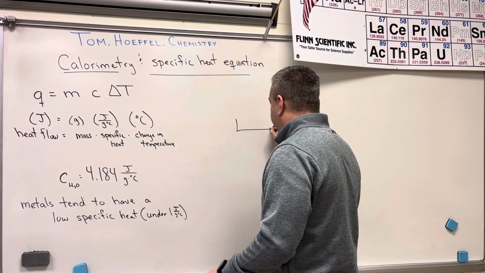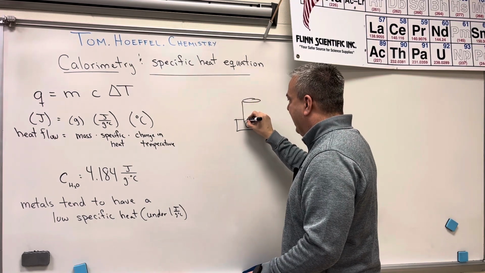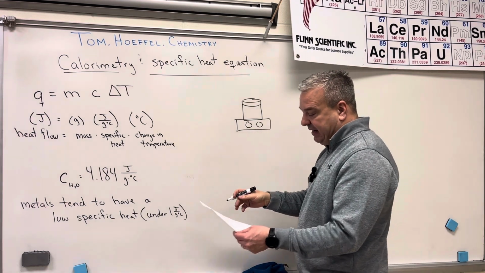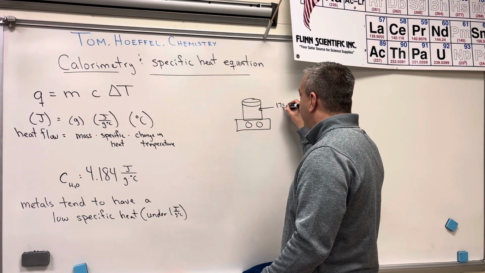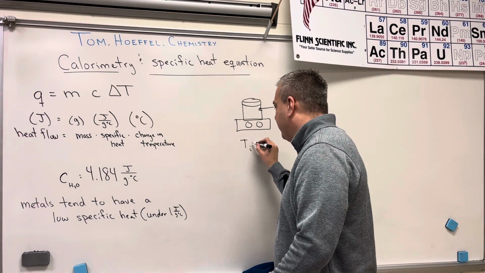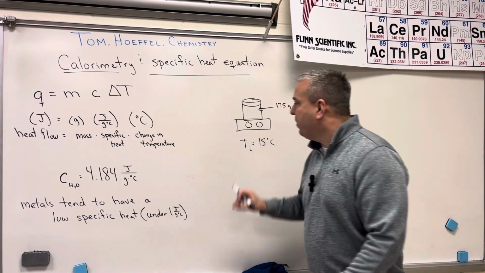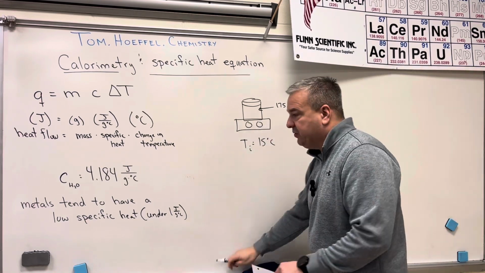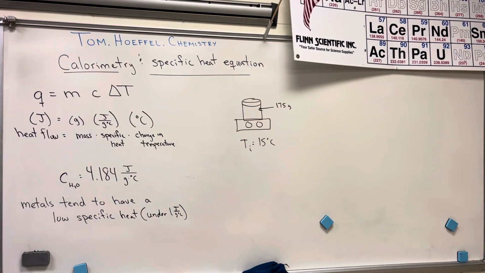Let's say I have a hot plate, and on top of the hot plate, I have a beaker of water, and this beaker of water contains 175 grams. This water has an initial temperature of 15 degrees Celsius. And what I'm going to do is turn on the hot plate, and some heat is going to flow. I'm going to use a red marker for this.